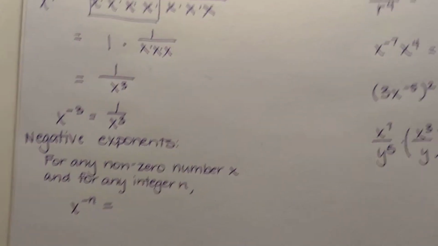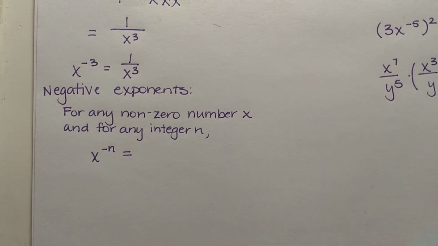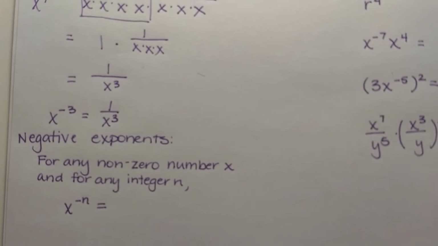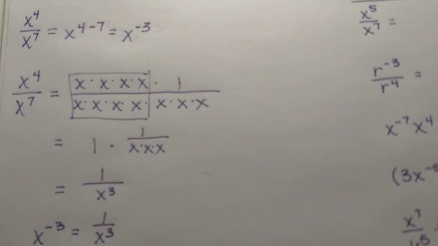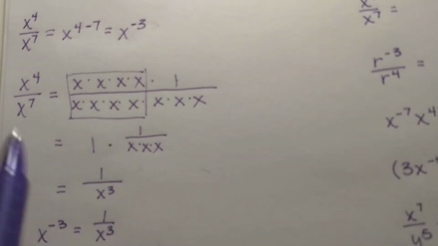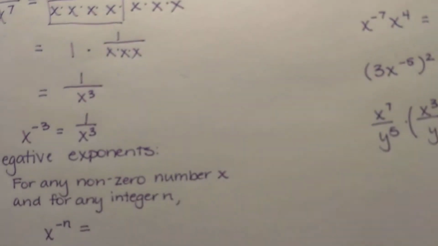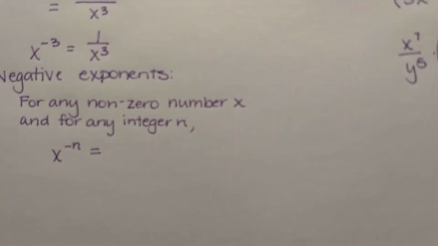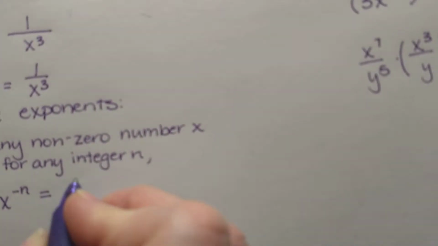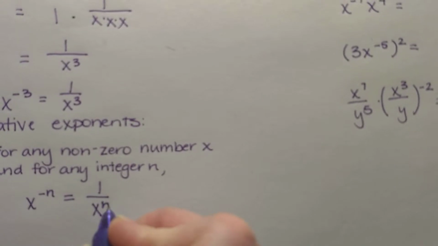So the definition of negative exponents: for any non-zero number x, take a second to think about why x would have to be non-zero. If you think about it, look up here. If x is 0, I'm dividing by 0, right? I've got x to the 7th on the bottom, and I can't divide by 0. So that's why for any non-zero number x, and for any integer n, x to the negative n is equal to 1 divided by x to the n.